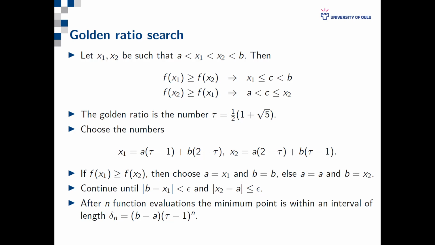And then you just make this comparison. You compute the function values at x1 and x2. If the value at x1 is bigger than at x2, then choose a equals x1 and b equals b. Otherwise you take a equals a and b equals x2, and then you repeat. And for sure, the interval will all the time diminish. It's smaller and smaller.